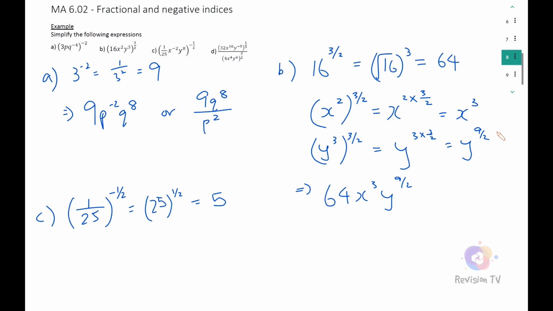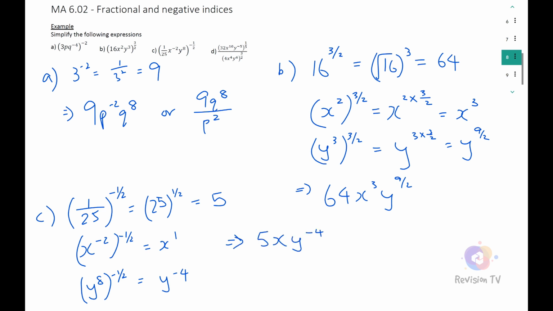So 5, x to the power of minus 2 to the power of minus a half. We multiply power, becomes positive 1. Y to the power of 8 times power of minus a half. So it'll be y to the power of minus 4. So the final answer for C will be 5x y to the power of minus 4.